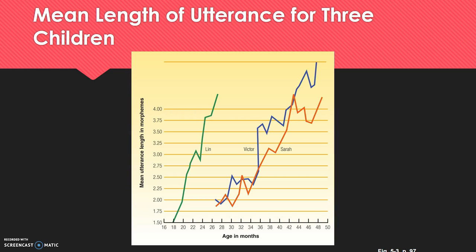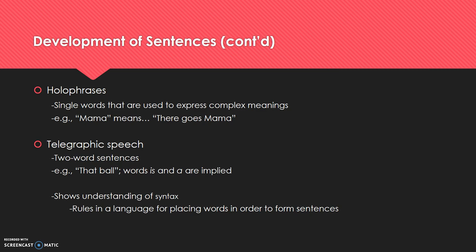If we look at Sarah and Victor, although they're different and Victor ends up with more months, their rate of growth is fairly similar. They started out at age 26, 27, 28 months, somewhere around there, right around the second birthday. Their MLUs are about 2, and as they get to 50 months old, we're looking at MLUs for Victor off the chart, and even Sarah, but Victor especially way off the chart. So as we get older, those MLUs start to increase.